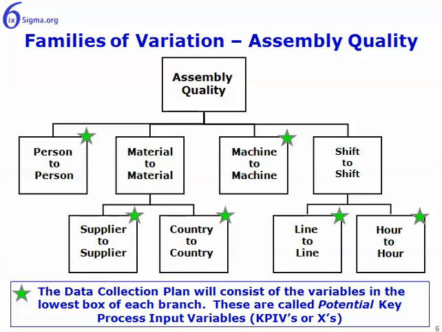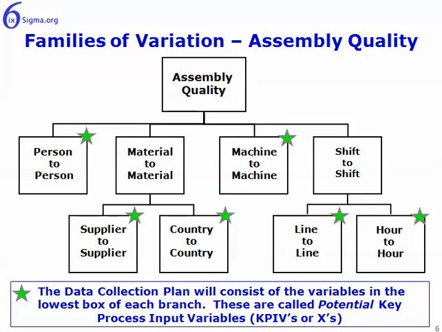The key to a really good data collection plan begins with construction of the families of variation tree. Start with the big Y, the assembly quality, and then look for those families of variation: person to person, material to material, machine to machine, shift to shift in this case. Where we can, we want to drill down one level or two levels or three levels, it doesn't really matter.